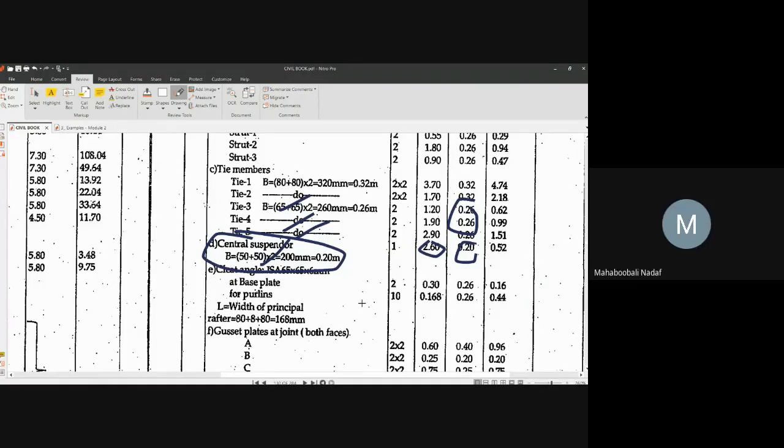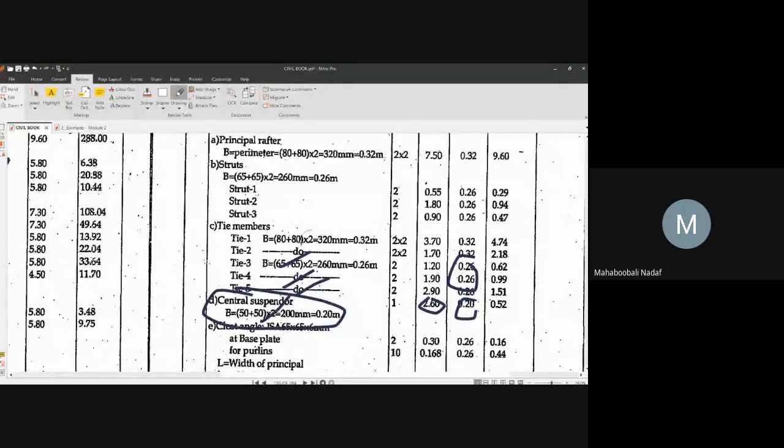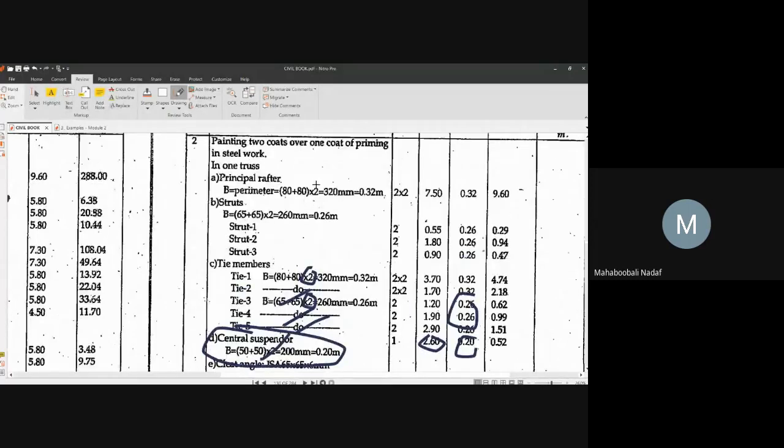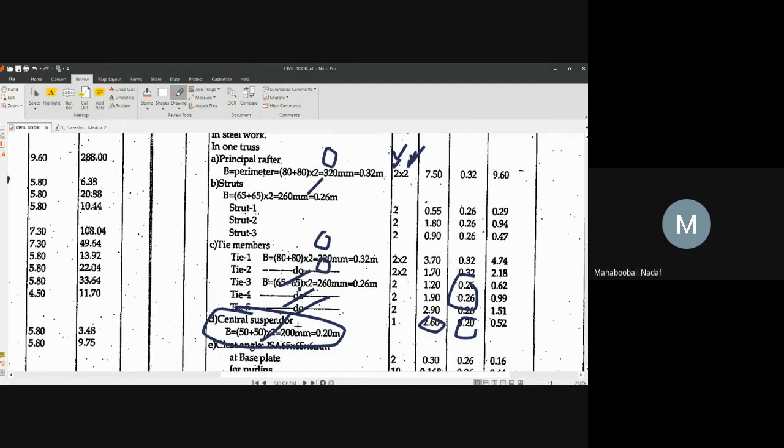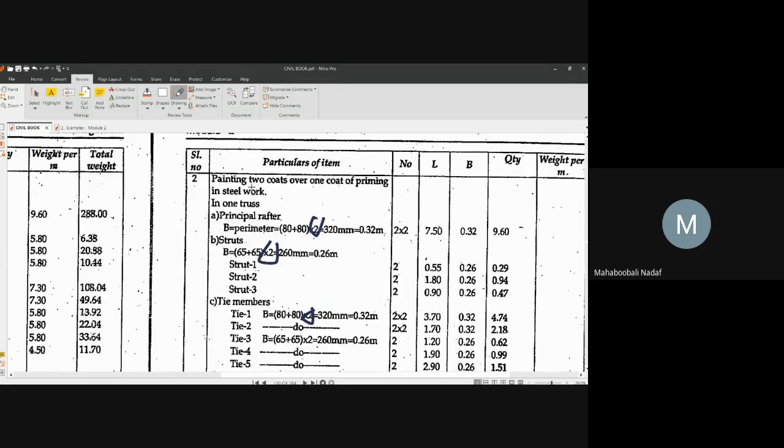Now, wherever 2 is written, what is this 2? It is related to 2 coats. Here, if 2 and 2 are there, that means 2 angles back to back and on either side. Wherever 2 is written here, that means it is a 2 coat. Don't get confused. Later on, I think you will get confused. Everywhere it is 2 in this direction. Why? Because painting is in 2 coats.